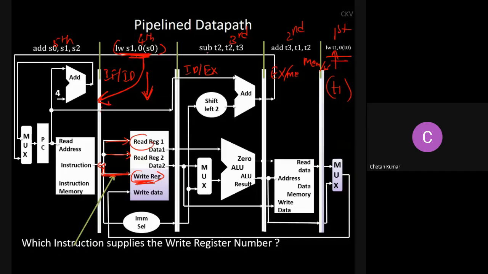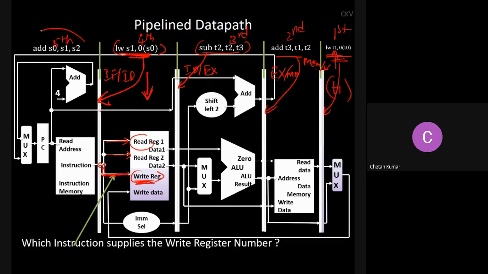Then what about this instruction? When I say that the sub instruction is available in the EX stage, that basically means that some information related to this instruction will be there in the ID/EX pipeline register, and some information related to this add instruction is available in the EX/mem register, and some information related to this particular load instruction is available in the mem/write back register.